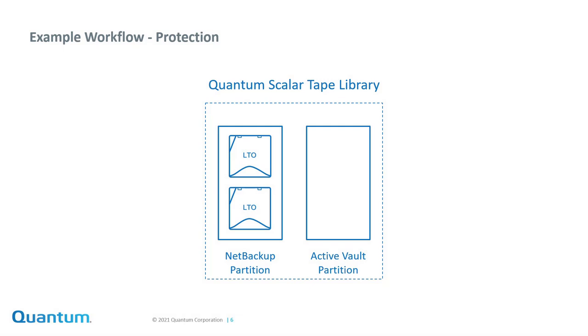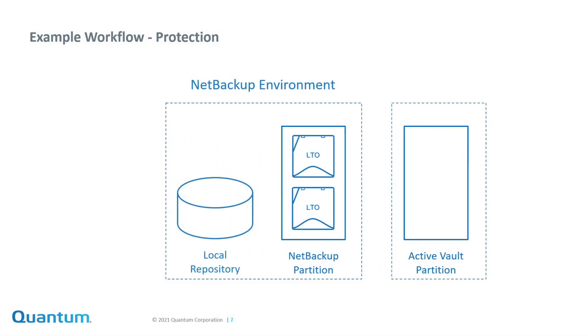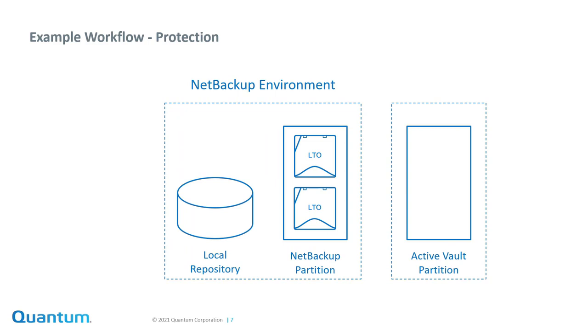We talked about the library partitions. Now let's add NetBackup to the picture. NetBackup typically backs up data first to a disk repository, or in NetBackup terminology, a disk storage unit, or DSU. From there, additional copies can be made, for example to a tape library. This can be done in several ways, depending on your disk target. I'm using NetBackup disk staging. My local repository is therefore known in NetBackup as a disk staging storage unit, or DSSU.